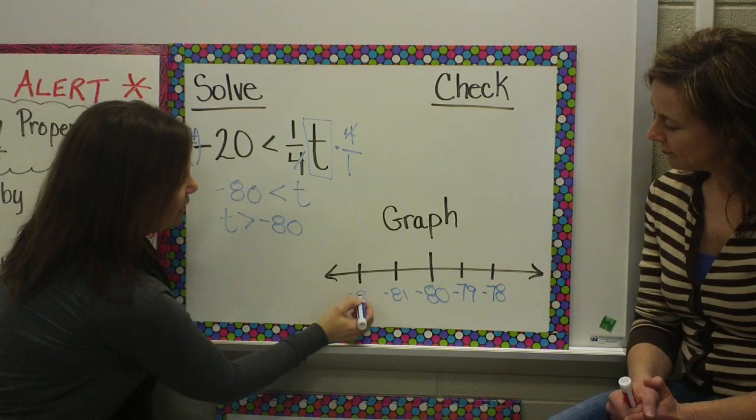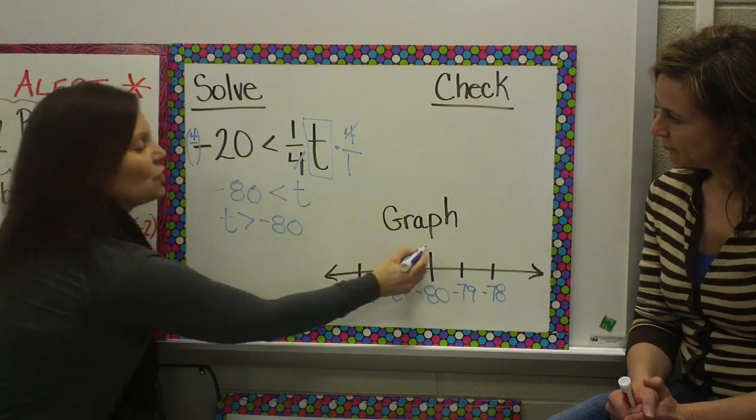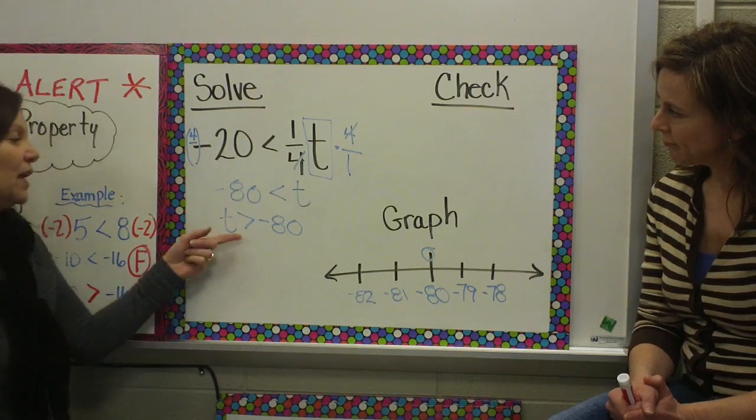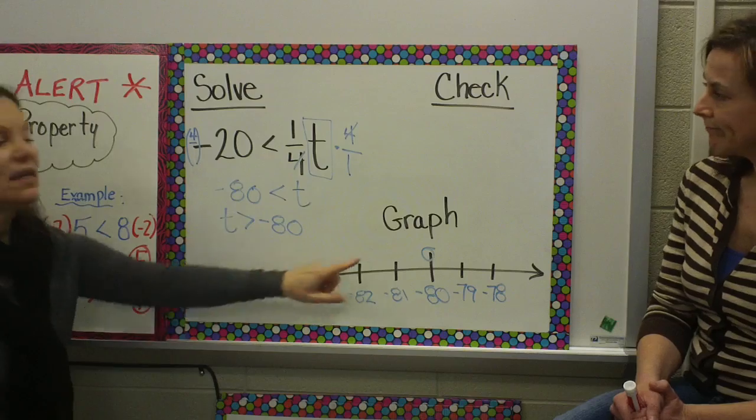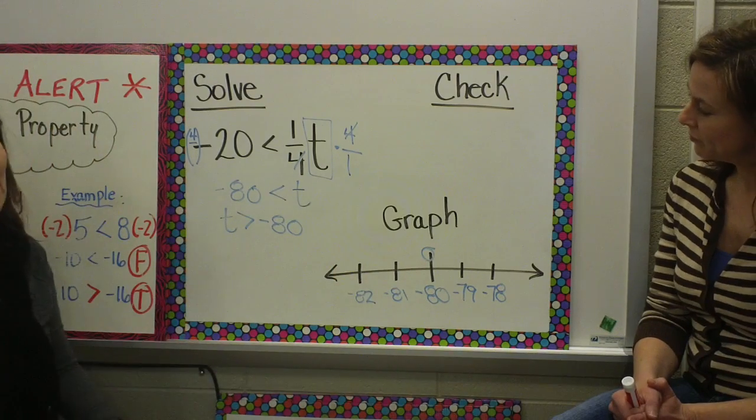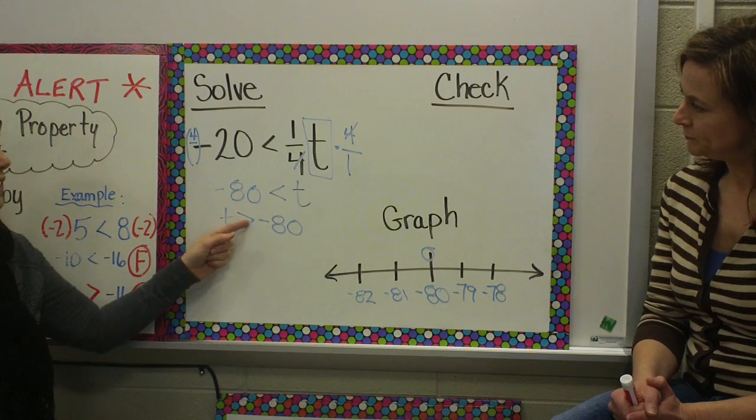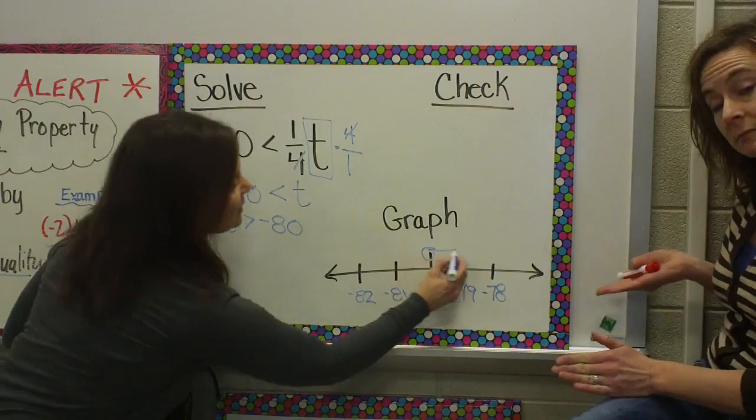1, and negative 82. I'm going to draw my circle in the center. It cannot be equal to, it has to only be greater than negative 80, so the circle will be left empty. It's all the numbers greater. Notice it's pointing to the right.